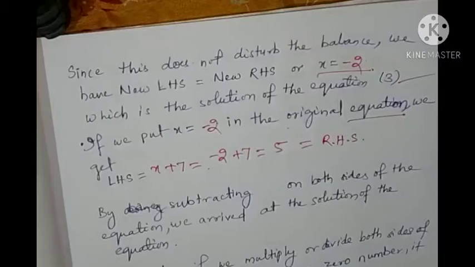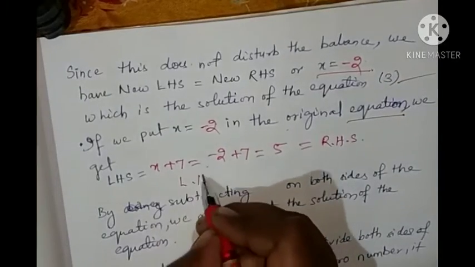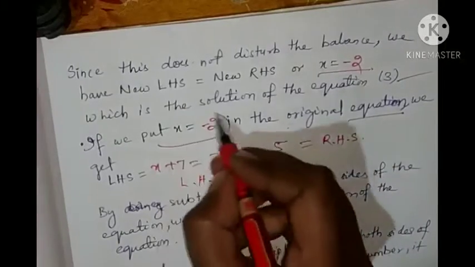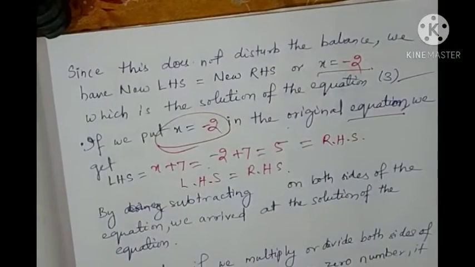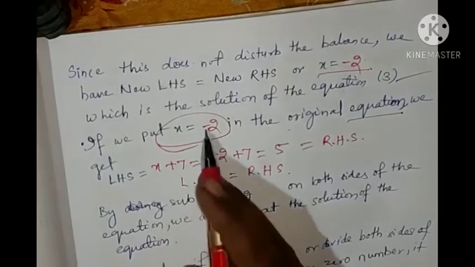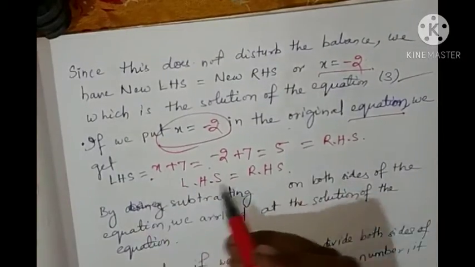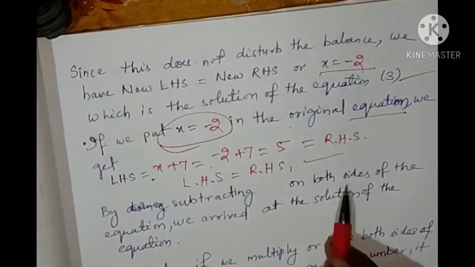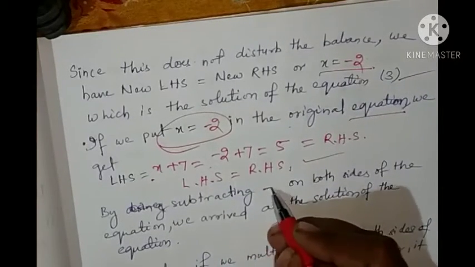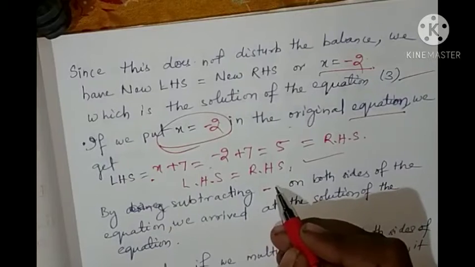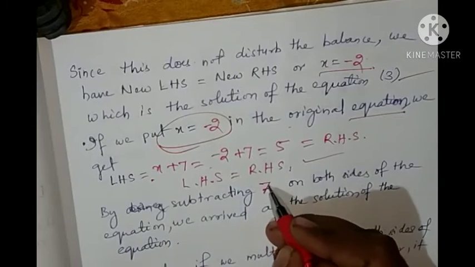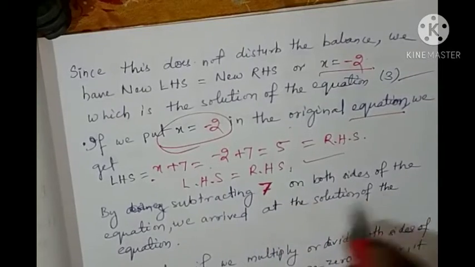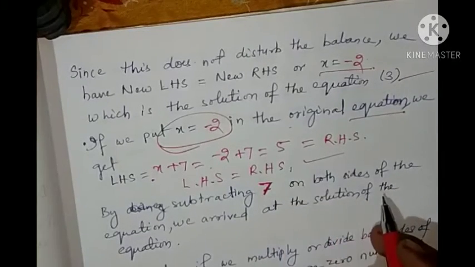RHS. So you see here LHS equal to RHS. That's why x equal to minus 2 is the solution of the equation. So by putting this solution, we get LHS equal to RHS. So by subtracting 7 on both sides of the equation, we arrive at the solution of the equation.